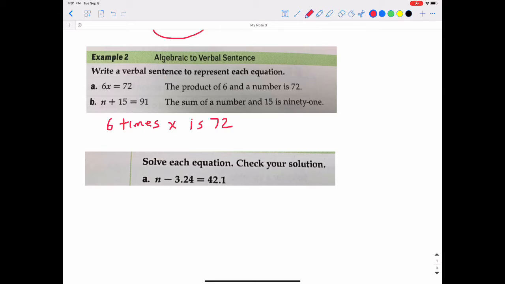Part B could have been written as the sum. Well, I guess they wrote it as the sum. It could be written as the total of n and 15 is 91. That would be fine too. But there's lots of different ways you could write the answers on example 1 and example number 2.